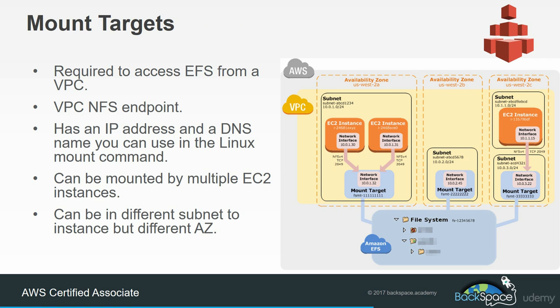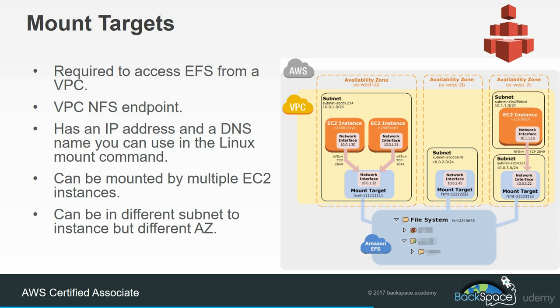So for us to access the EFS share after it's been created, we need a mount target located in the subnet that our EC2 instance has been launched in. That mount target is a VPC NFS endpoint, in a similar way that we have endpoints for Amazon S3 that allow us to communicate from our VPC out to a service within AWS outside of our VPC.